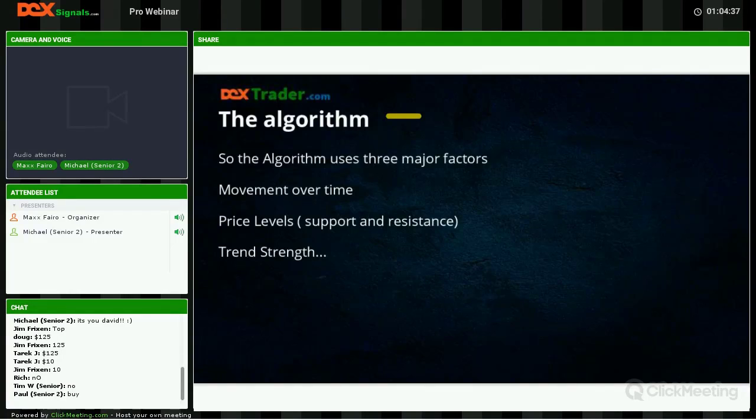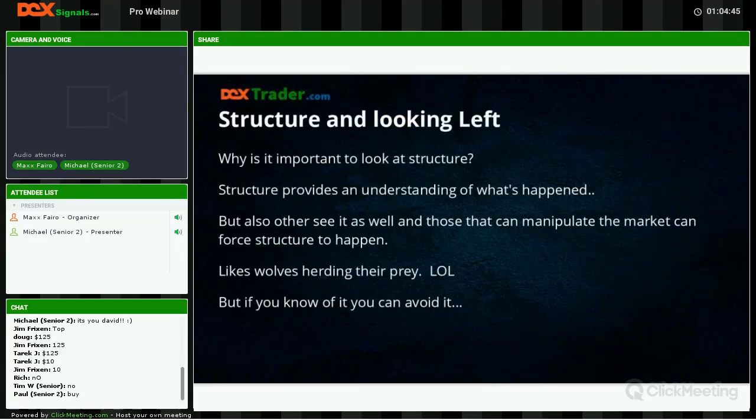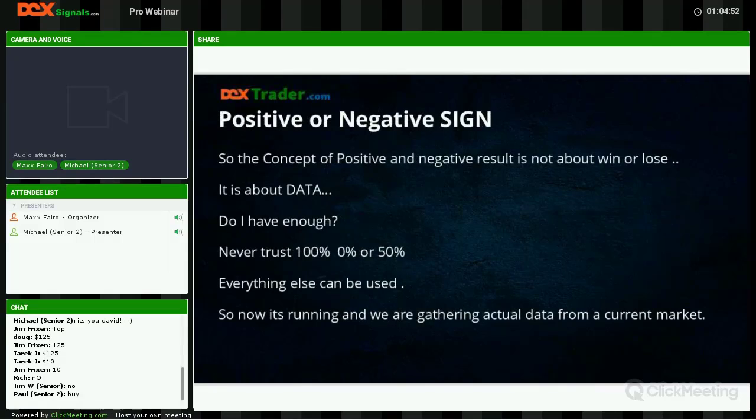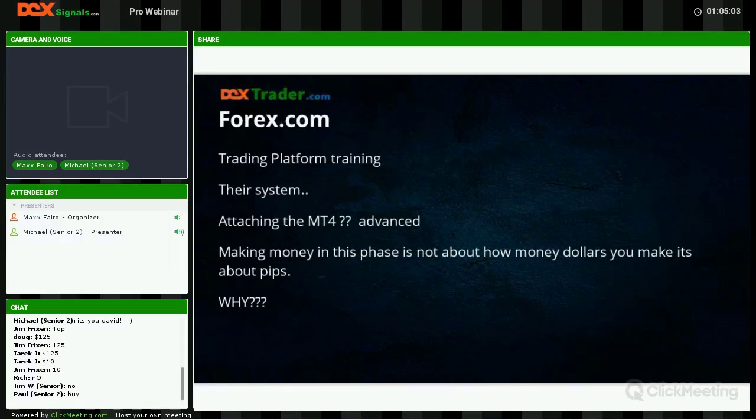We learn how to make the recipe better. We're still making a cake, but we're still using the pans, we're using the measuring cups, we're still using the tools to get to that value. Some of the ingredients may change, but the values are still there. The way that we do them are still there. Of course, learning how to look left and find structure is going to be very important. This positive, negative, the sign always needs data to be able to have, right? We talked about not trusting the 100%, 0, 50%, of course.